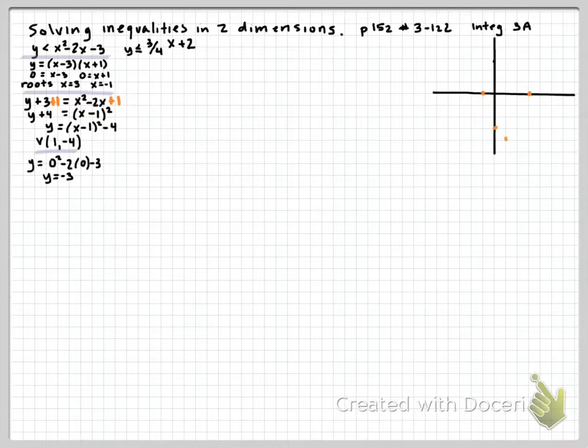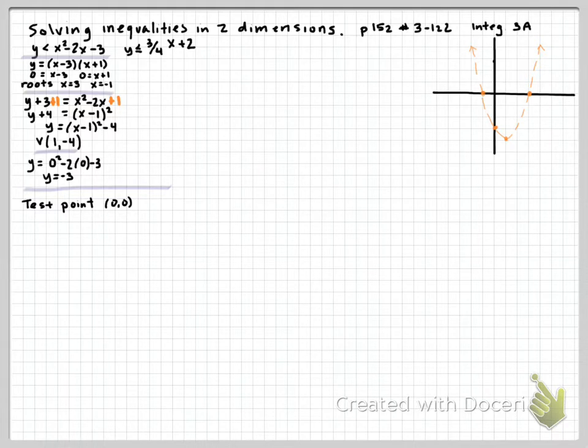There's my vertex. And I'm going to throw down a dotted line. The reason the line is dotted is because y is not equal to that graph. My y values are going to be just less than that graph. So if you think of where the y values less than that graph would be, they would probably be below the graph. So I'm pretty sure my shading is going to occur below the graph, but to verify, I'm going to use a test point.